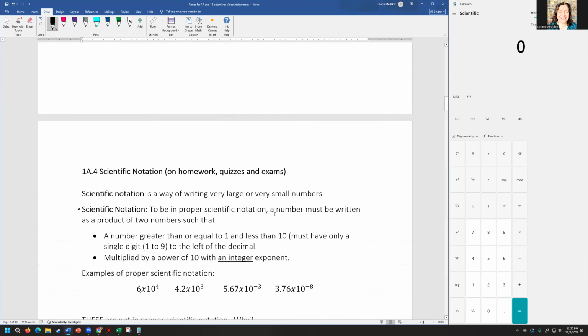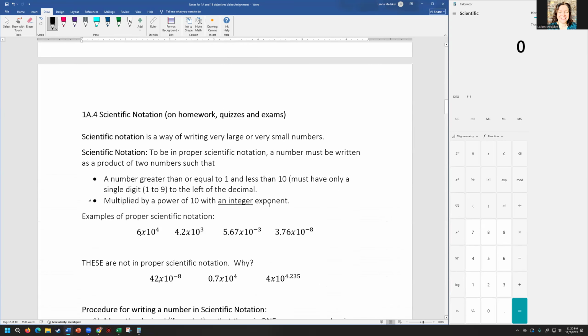Okay, now we're moving into one of the actual sections from your homework. Now, again, fractions you're going to work with a lot throughout the whole semester. So that was why we had that review of some of the terminology and how to work with them. But this is from a specific section of your homework. So 1A4 is over scientific notation. You will see this on both homework, quizzes, and exams.